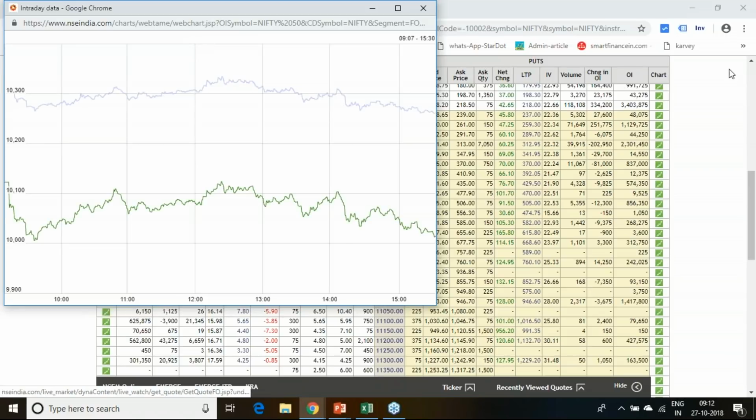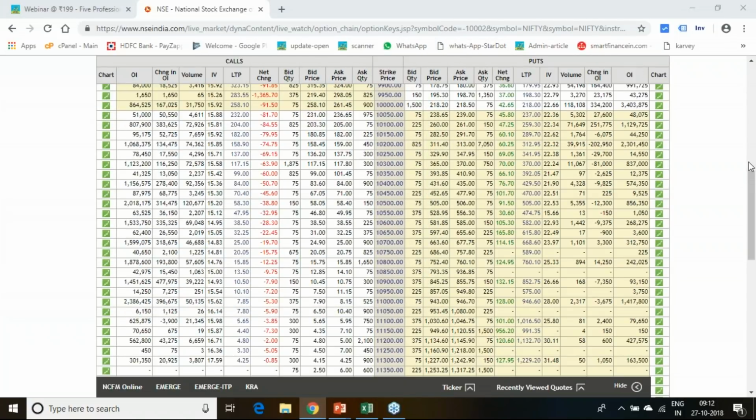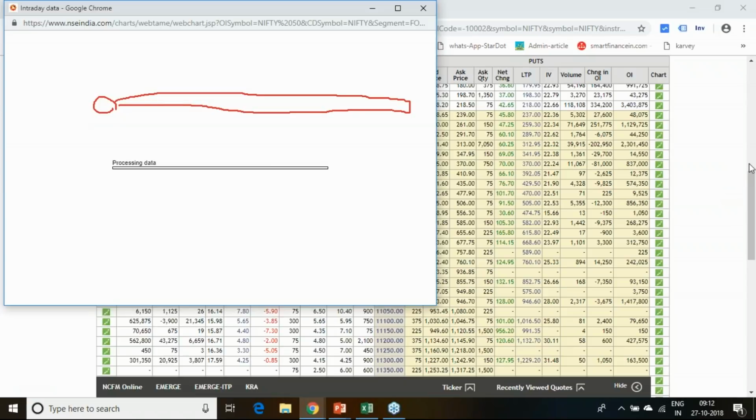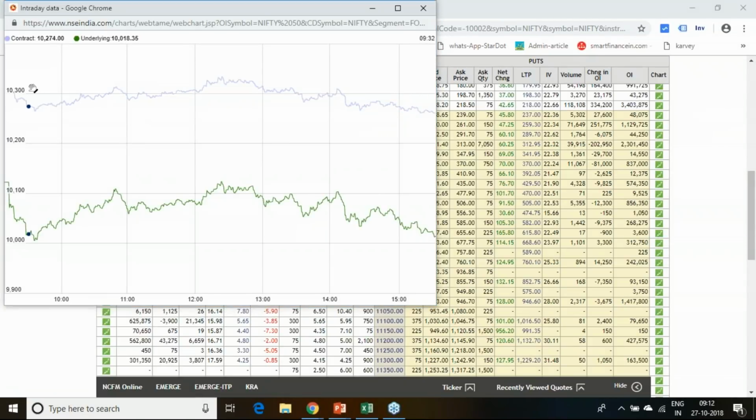The chart has come. Understanding this chart is very important for you. Which chart am I seeing now? I'll draw a line to show you that this is the chart we are seeing for the 10,000 call option. If I click on this chart, it shows me two lines here, and if I change my mouse pointer, on top you will see one contract and one underlying appearing.